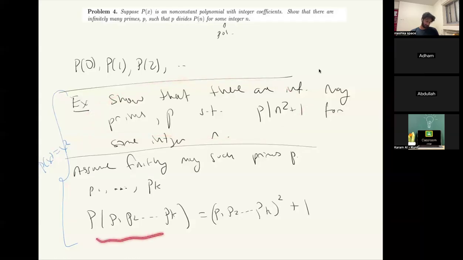It means we've constructed a new number that's not divisible by any of these finitely many primes. So it must have some other prime factor, and there's a contradiction. It's inspired by Euclid's proof that there are infinitely many primes. Yeah, right. So in fact this is a version of Euclid's proof. Euclid's proof is for the polynomial P of x equals x. So this is a generalization for an arbitrary polynomial.